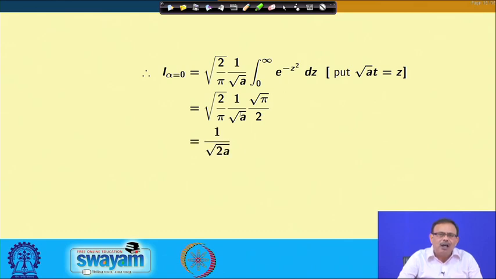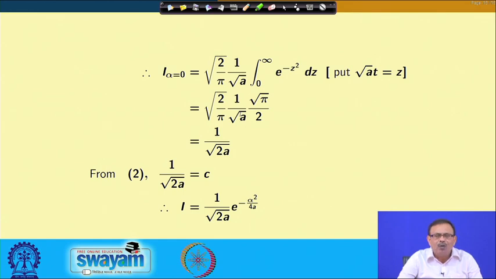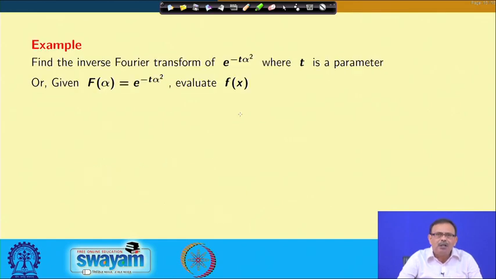So, I am just substituting the root pi by 2 value. Ultimately, I at alpha equals 0 is 1 by root 2 a. If I substitute, I will obtain the value of c as 1 by root 2 a. So, I will become 1 by root 2 a e power minus alpha square by 4 a. This is another technique, which we have told earlier also, to find out the Fourier transform of some function where we have to evaluate the integral.